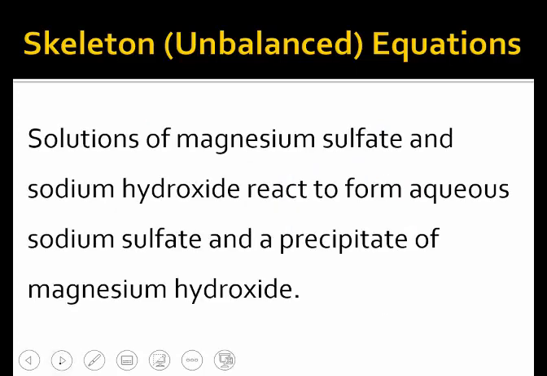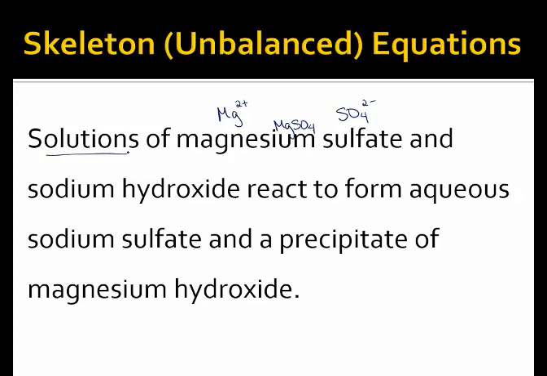Solutions of magnesium sulfate and sodium hydroxide react to form aqueous sodium sulfate and a precipitate of magnesium hydroxide. Well, a lot of big words in that one, right? All right, let's see what we're talking about here. A solution of magnesium sulfate. I know magnesium, and I look on my periodic table, I can see that's going to be a 2+. And I know sulfate because I memorized them. I know sulfate is SO4 2-. So again, this is another easy ionic compound because the 2+ is going to cancel out the 2-. And so for magnesium sulfate, I'm just going to have MgSO4.